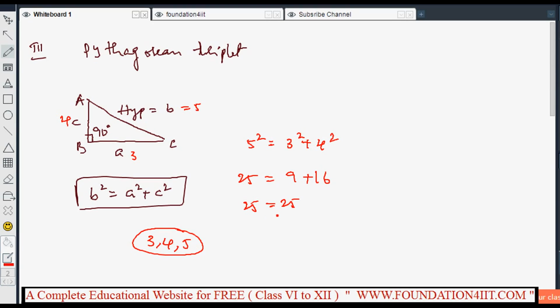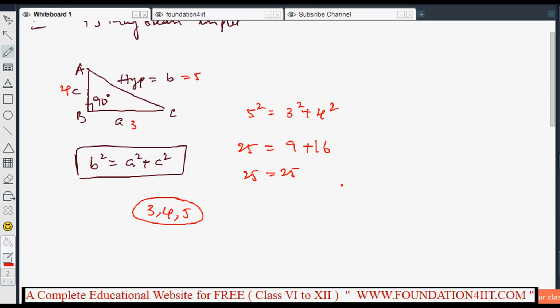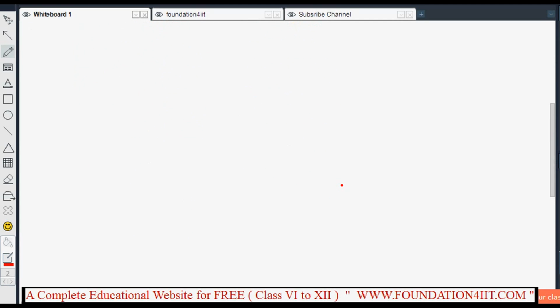So for every natural number, how can we make our own triplets? This is only for one example. Generalize one formula for Pythagorean triplets. For every natural number m greater than 1, which three numbers will form a Pythagorean triplet? We can write 2m, m square minus 1, m square plus 1. This is a Pythagorean triplet. So you can take any number in the place of m which is greater than 1.